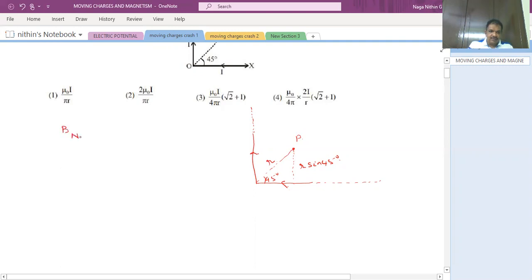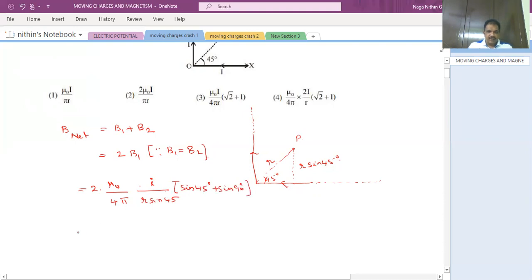So B net is equal to B1 plus B2, both are same. So this will be equal to 2B1, since B1 is equal to B2. B1 value, mu naught by 4 pi, I by R, where the distance will be R sine 45, into sine theta 1 plus sine theta 2. Another angle will be sine 90. Okay, so how much will we get here? See, mu naught by 2, mu naught by 4 pi I by R. This is 1 by root 2, and this value 1 by root 2 plus 1. This root 2 will cancel.